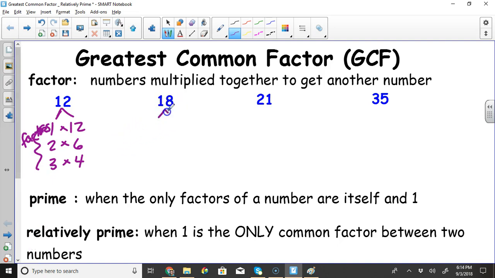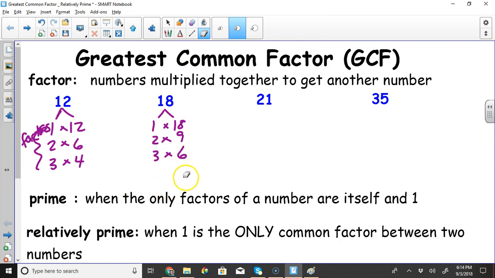How many factors does 18 have? Again, let's start small. 1 times 18, 2 times 9, 3 times 6, 4, no, 5. Does 5 go into 18, or do we multiply anything by 5 to get 18? No. And 6, which we've already listed. So, right, 6 times 3, and then 9 times 2, and 18 times 1. So this one also has 6 factors. So 18 has 6 factors.